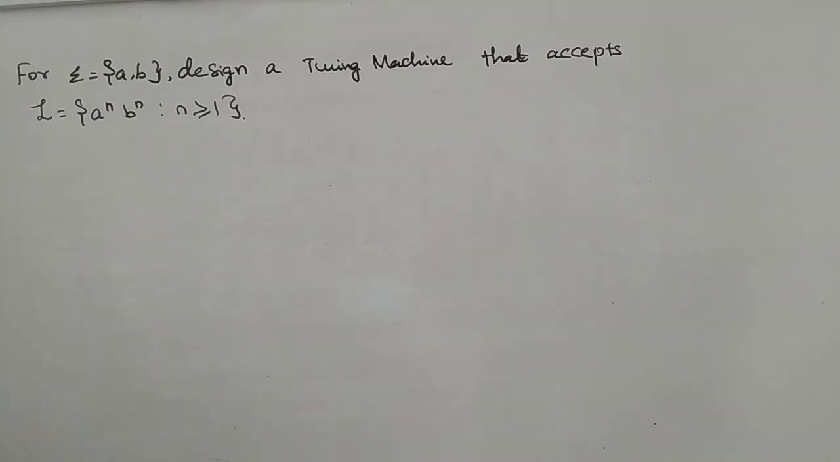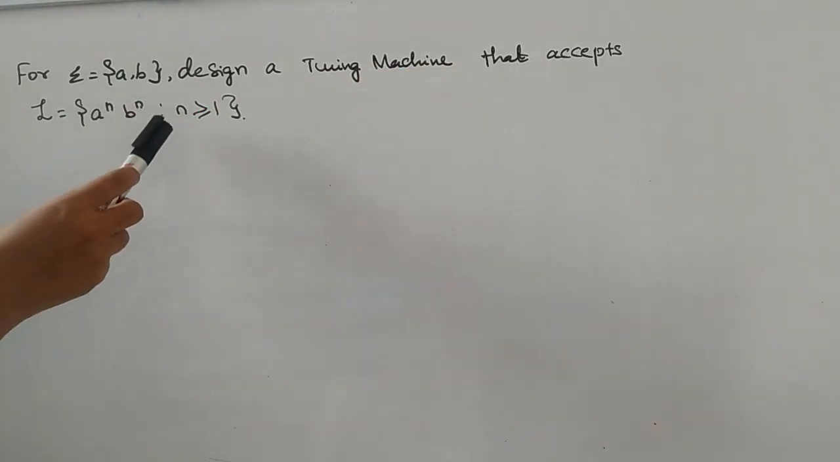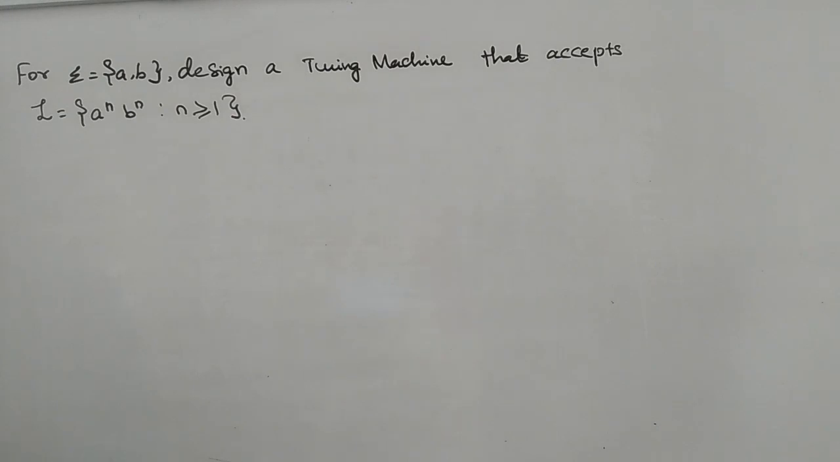Hi to everyone. In this video we are going to design a Turing machine that accepts the language a to the power of n, b to the power of n, such that n is greater than or equal to 1, and the given alphabet here is a and b.